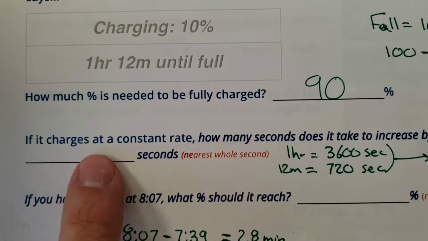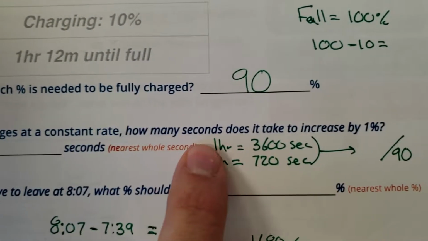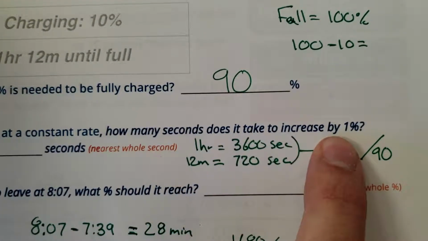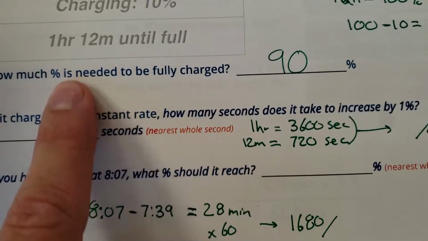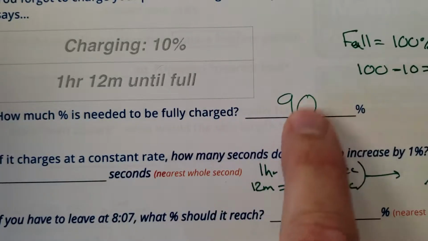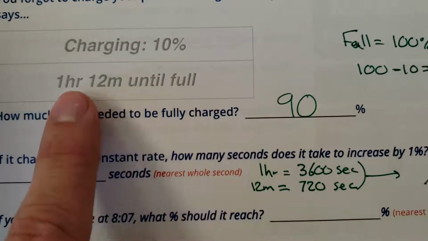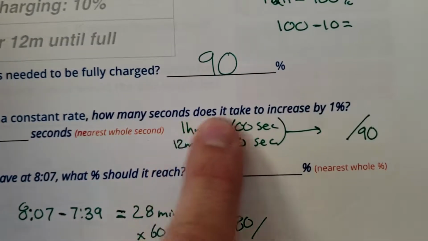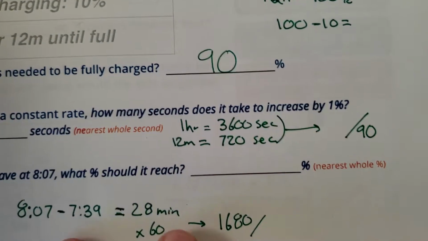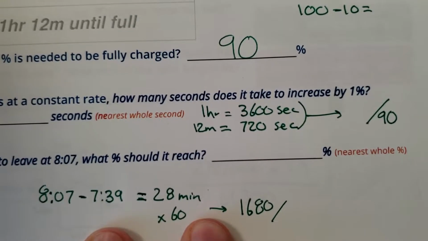If it charges at a constant rate, how many seconds does it take to increase by 1%? Ooh. Okay, so it says you're going to get this 90% in 1 hour and 12 minutes. So how many seconds is it going to take for just 1%? It's actually not that bad. Notice I've kind of set this one up to figure it out.